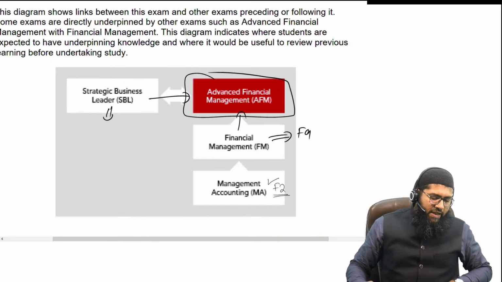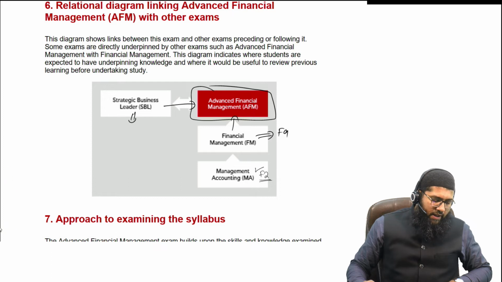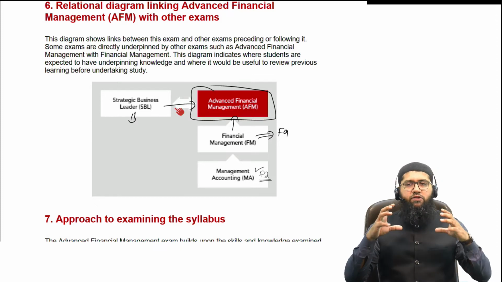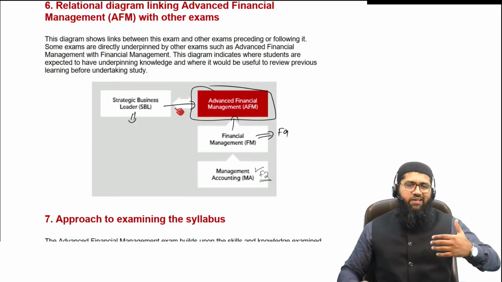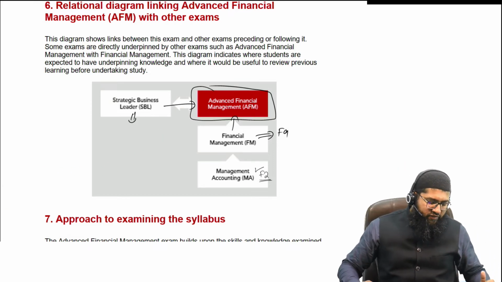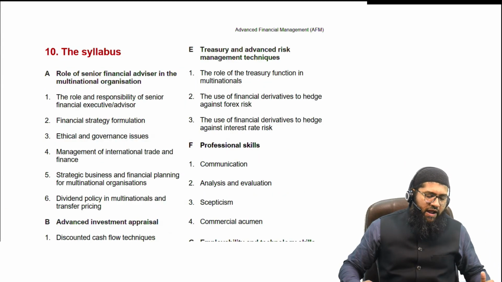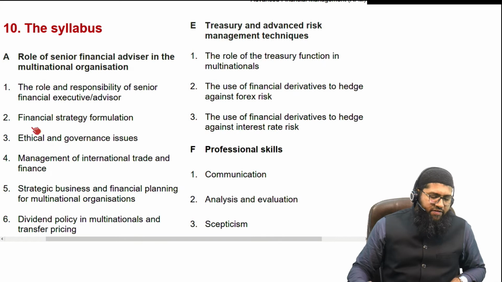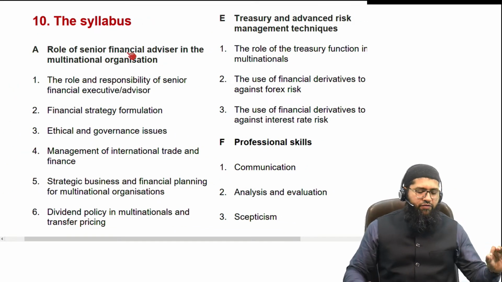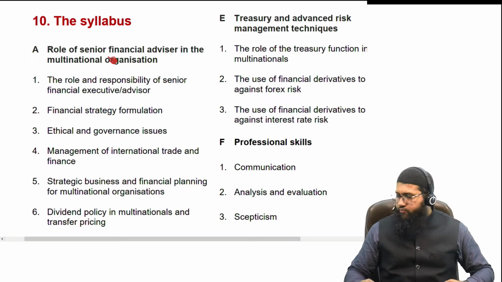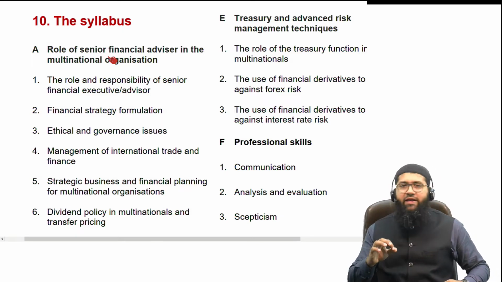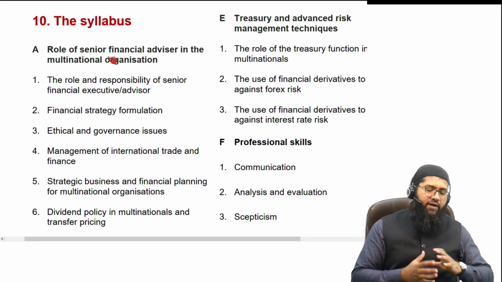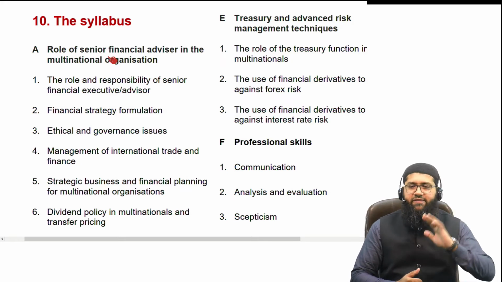So basically, I'm going to move forward a bit as I've discussed the overall syllabus relational diagram. I've also discussed the core areas of the syllabus. So I'll discuss a bit more about those core areas and the other syllabus areas so that you could have an idea of what exactly is covered in those areas. First of all, there is this syllabus area A, which is the role of senior financial advisor in a multinational organization. Now let me just give you a bit of guidance on what exactly this is going to be. When we talk about the role of senior financial advisor in the multinational organization, you got to understand one thing.